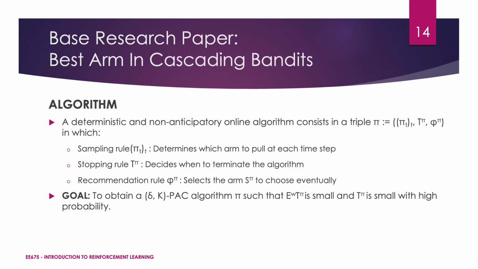This selection is often based on the most frequently sampled arm or other criteria as determined by the algorithm. Now, the primary goal of our algorithm is to achieve a PAC, which is a probably approximately correct solution, ensuring that both the expected number of pulls and the number of pulls are small with high probability.